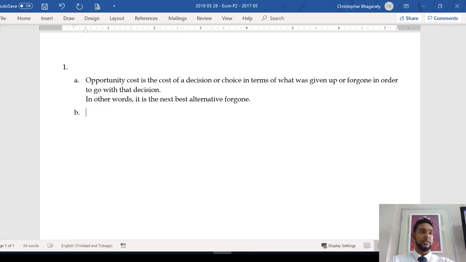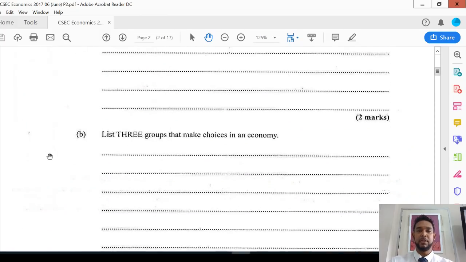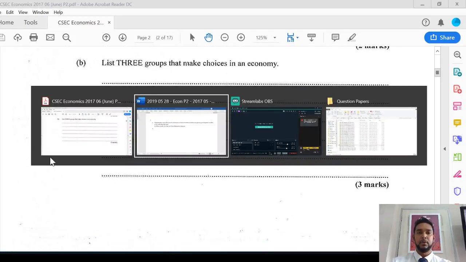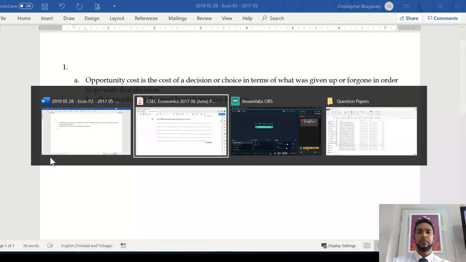Yeah, 2017. We'll do 2018 after lunch. All right, so part B now. What does part B want? List 3 groups that make choices in an economy. Sorry. Oh, hold on, wait. We forgot something, didn't we? What was that?